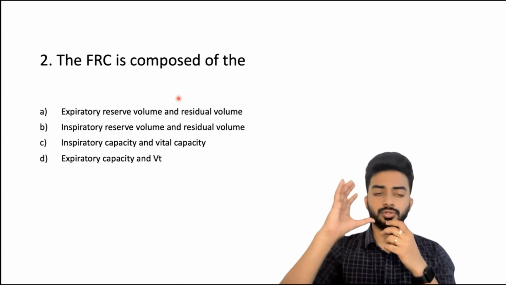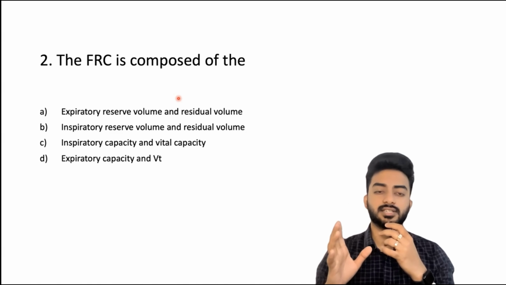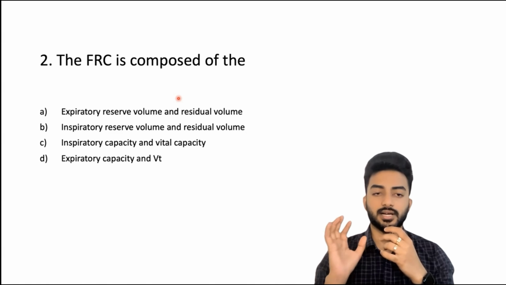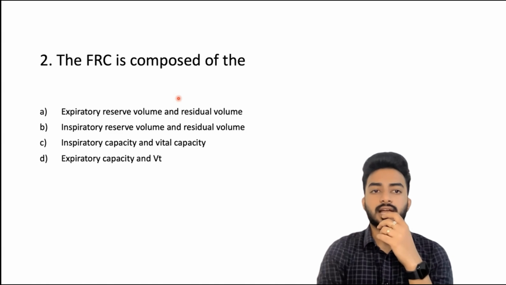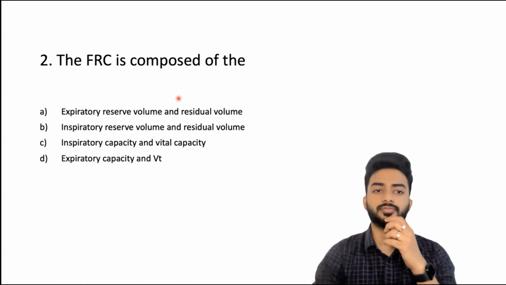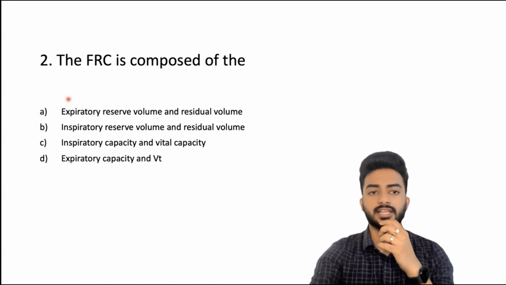So whenever one question will be asked in NEET SS, pakka from this diagram which I'll be showing in the next slide. So the answer for this is, that is functional residual capacity is composed of option A, that is expiratory reserve volume with residual volume.